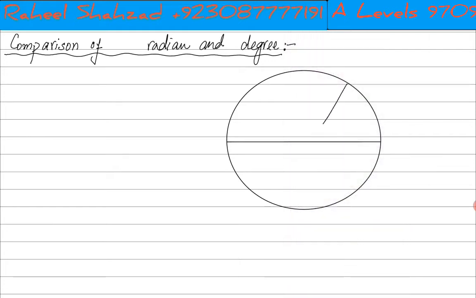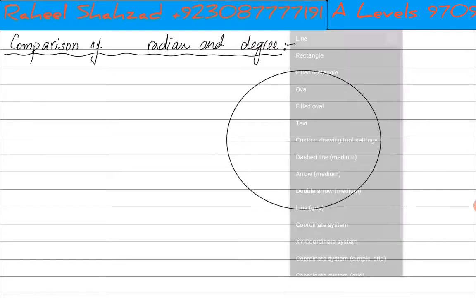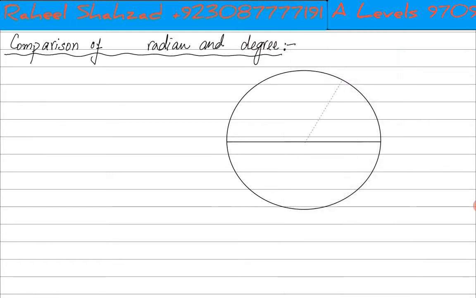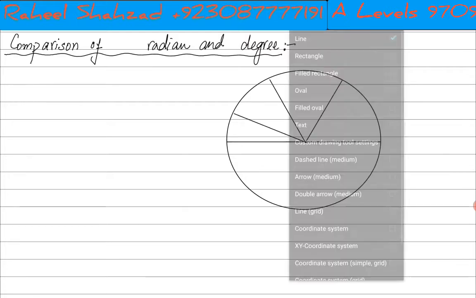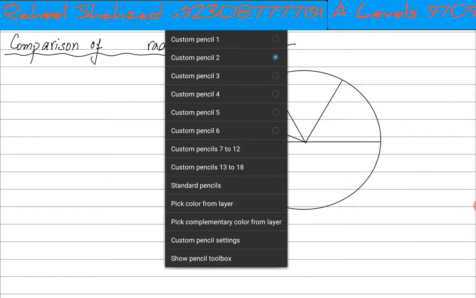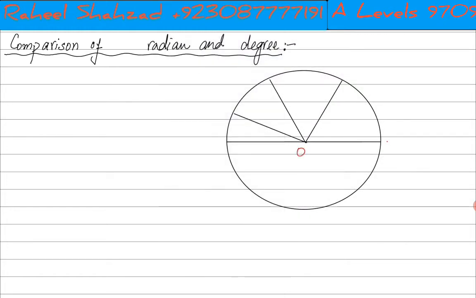So initially we started with finding the angles. Suppose this is 1, 2 and 3. On a straight line, it's O, it's A, this is the radius. If you move one radius length, this is equal to 1 radian. Similarly, if we move further, this is also 1 radian, and this is 1 more radian.